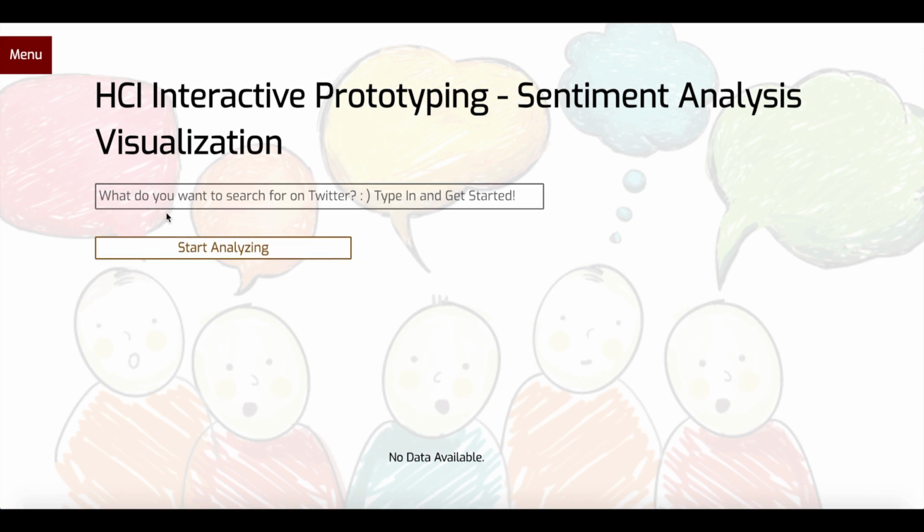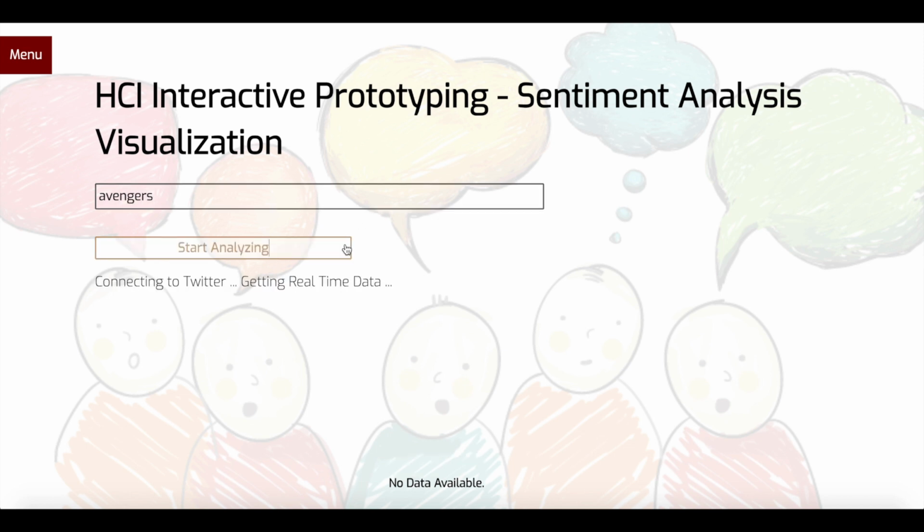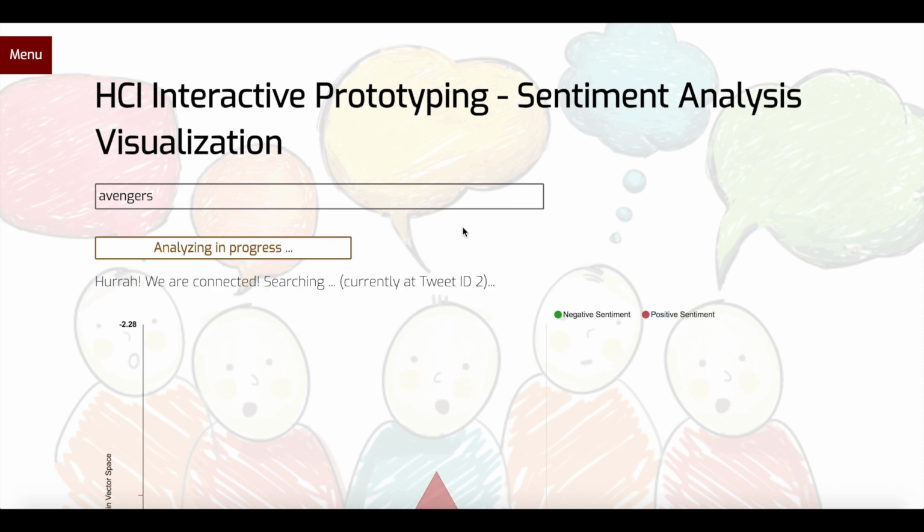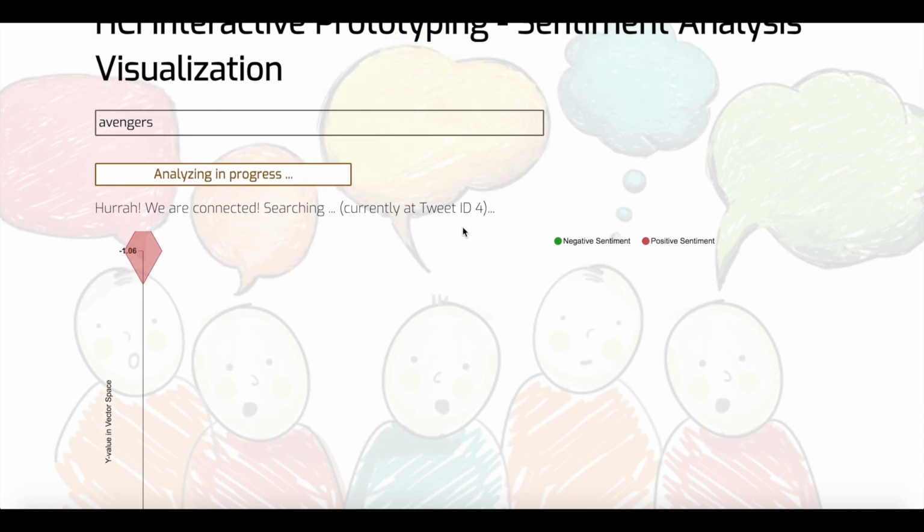The instruction is simple. What do you want to search for on Twitter? Type in and get started. Well, since I want to know what other people's opinions are on the new Avengers movie, let's type in Avengers and click Start Analyzing. Here we go. Now it's trying to connect to Twitter and getting real-time data. Well, hooray! We're connected, and analysis is in progress.